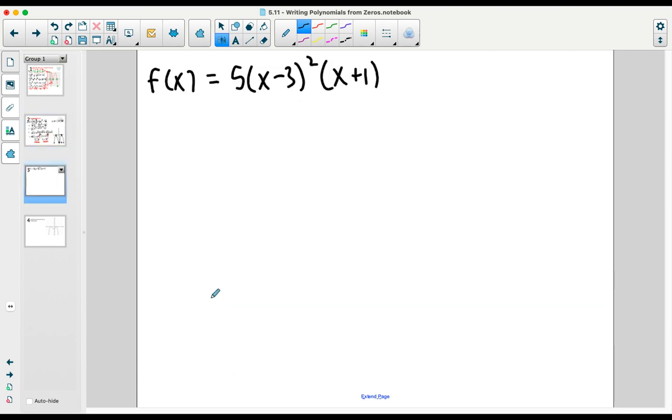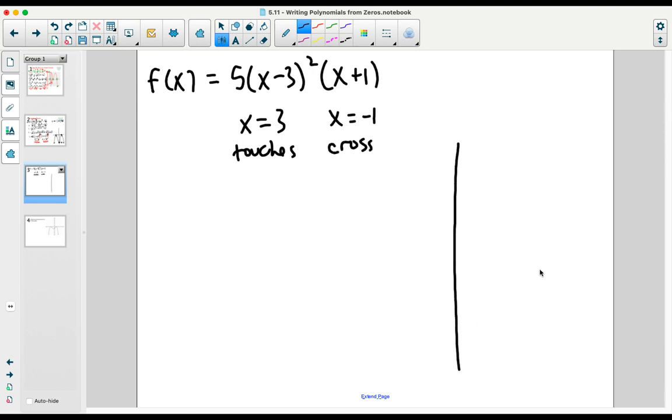Looking at another example, we already have this example in factored form. We have a repeated root, x is equal to 3. So here, we're just going to touch the axis. And we have a non-repeated root of negative 1, where we're going to look to cross the axis. Giving a quick sketch out: here at our negative 1, we know we're going to cross the axis. And here at 3, we know we're going to touch the axis.